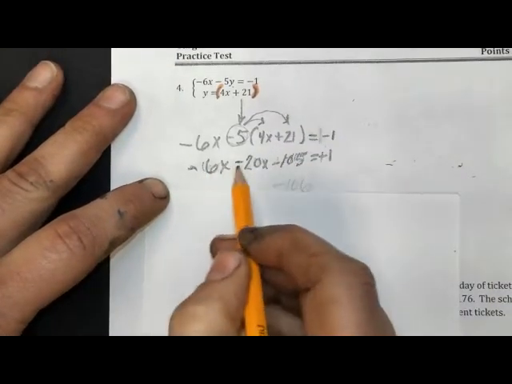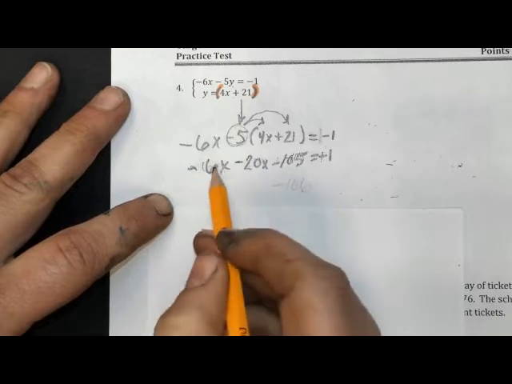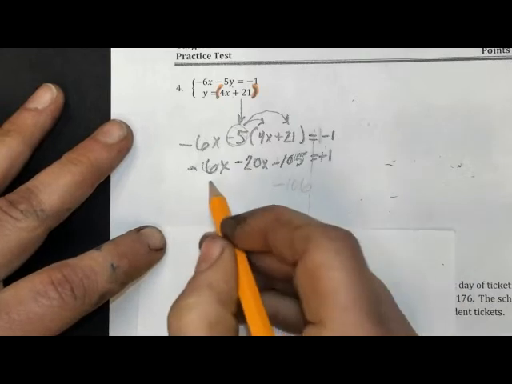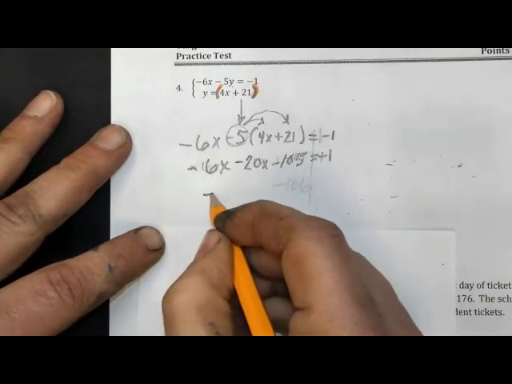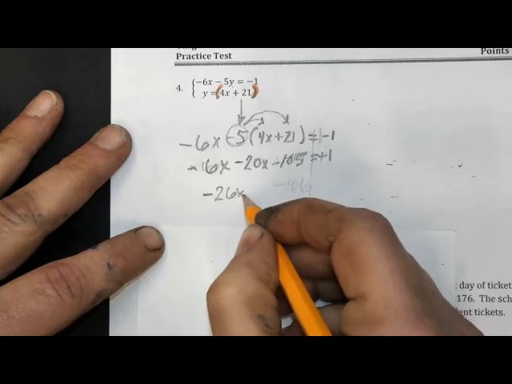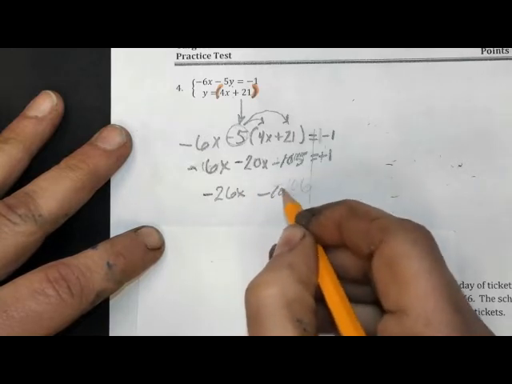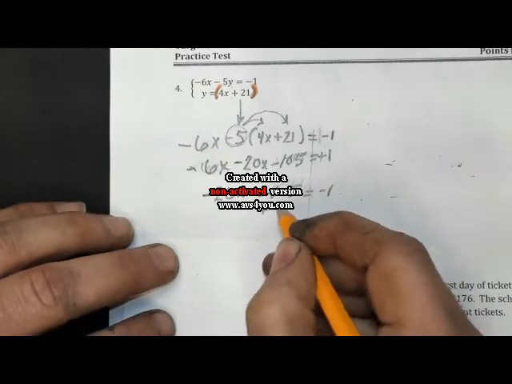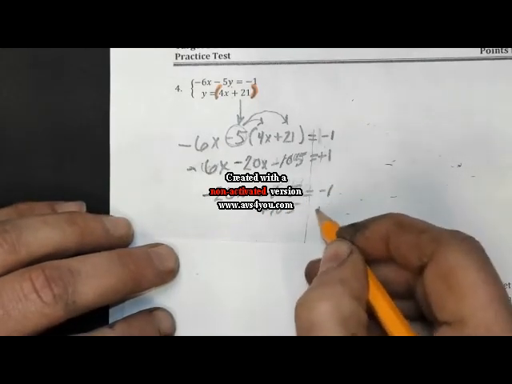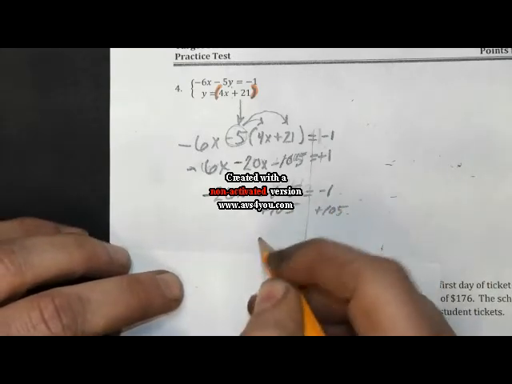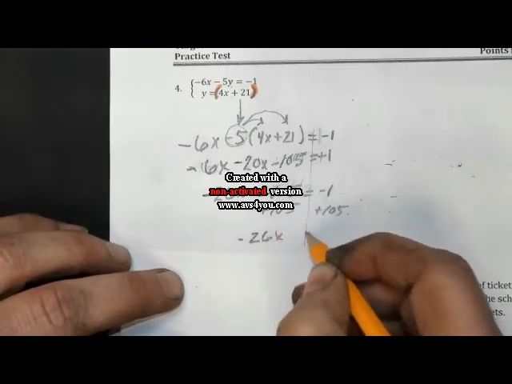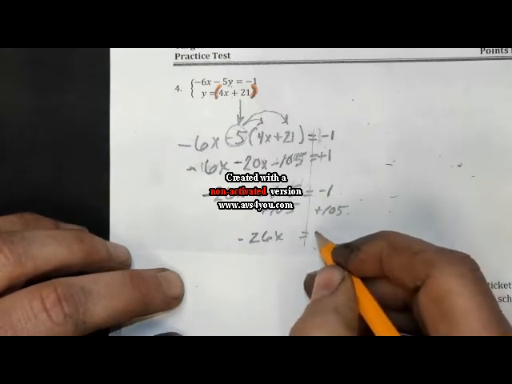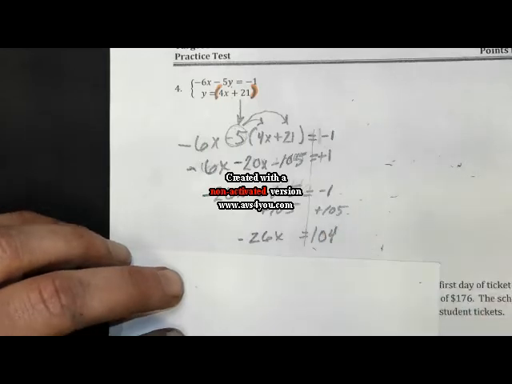Now, these are on the same side of the equation. Here's that equal sign. Some of you I know like to make that wall between them, but on this side they're the same, so I'm going to combine that. -26x minus 105 equals -1. And now I'm going to isolate the variable, or solve, by adding 105 to both sides. So I have -26x equals, when you combine -1 and positive 105, you get 104.